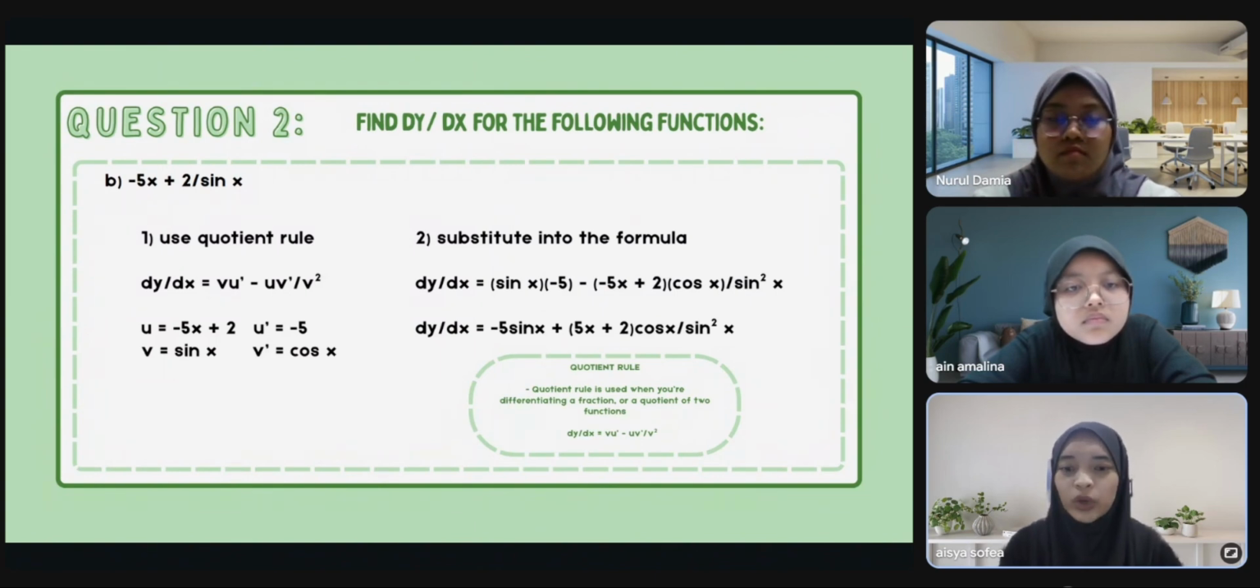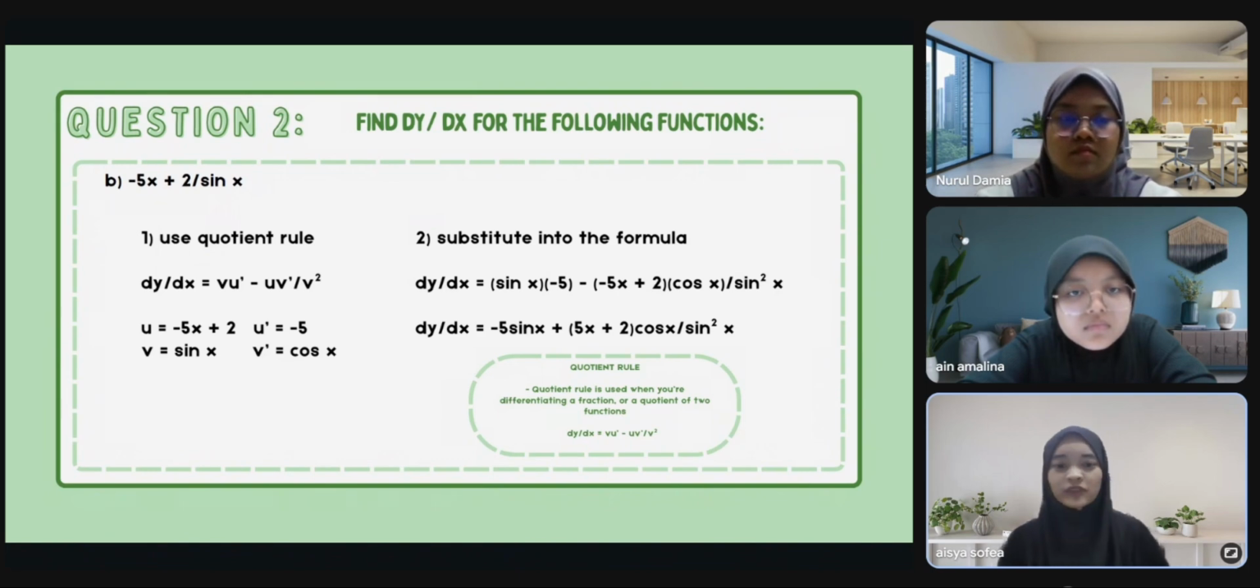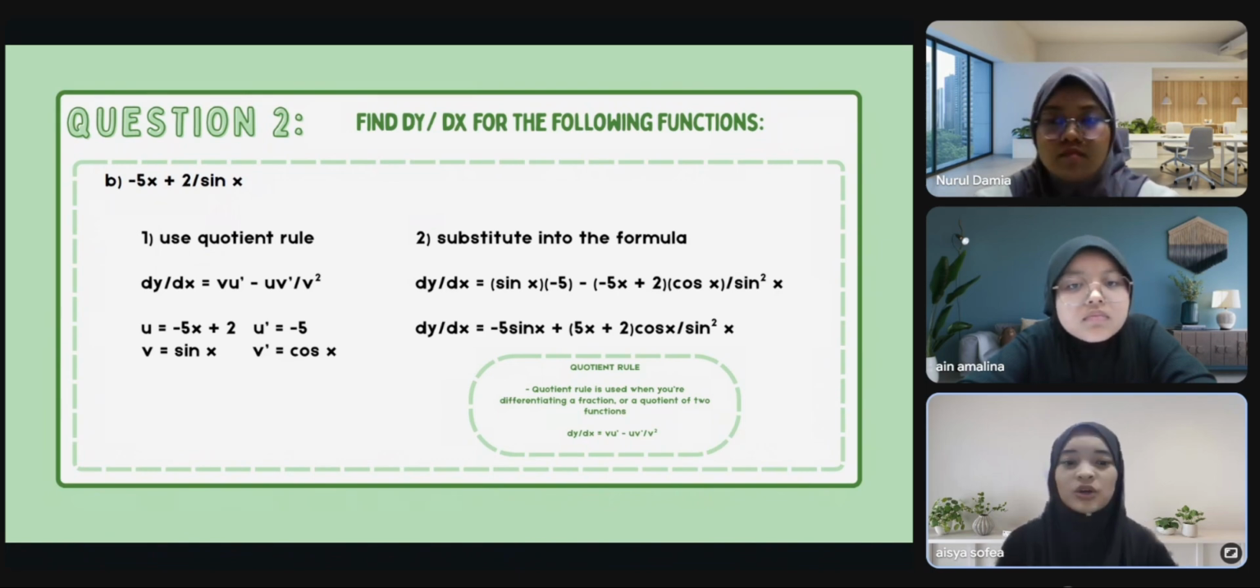It will become dy over dx equals sin x times negative 5 minus (negative 5x plus 2) times cos x, all over sin squared x. So for the final answer, we get dy over dx equals negative 5 sin x plus 5x sin x minus 2 cos x over sin squared x.